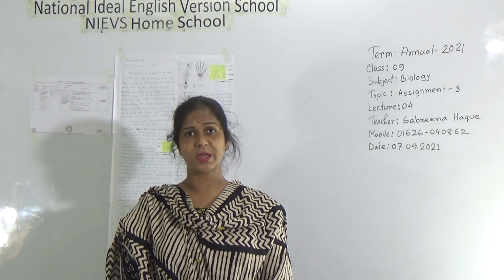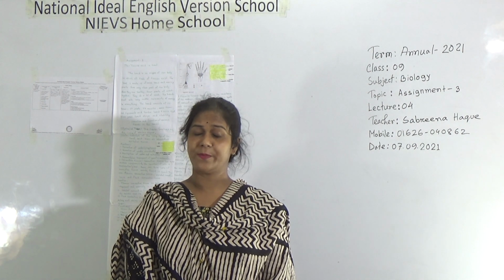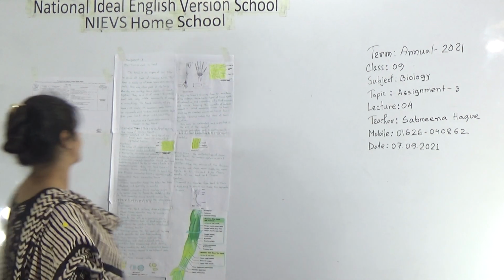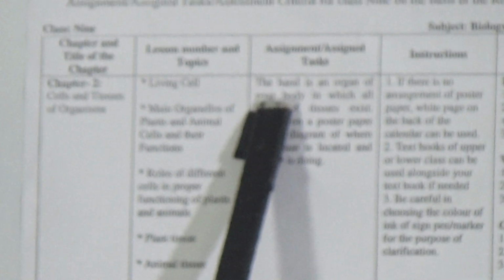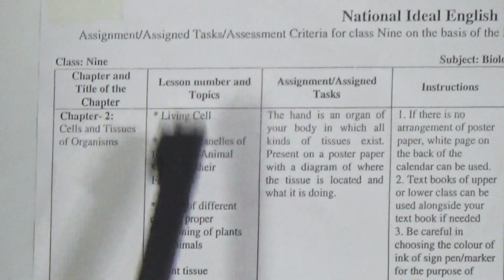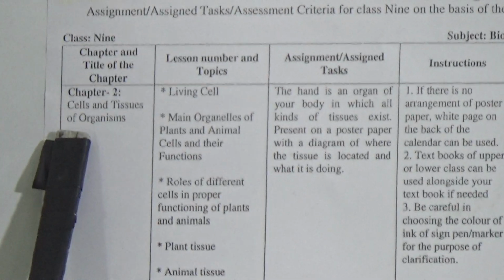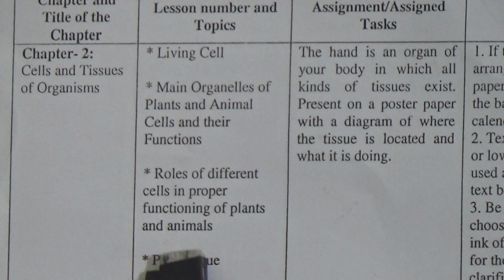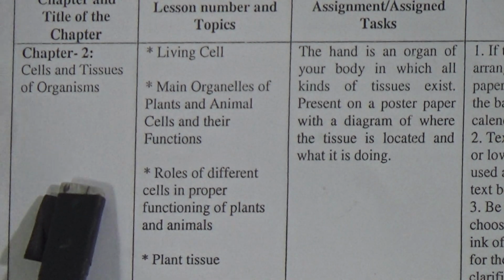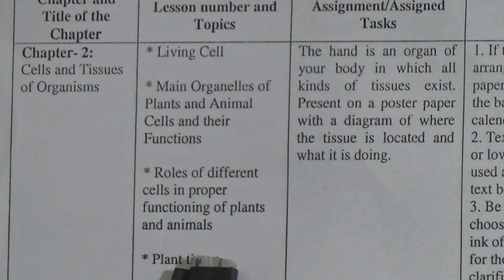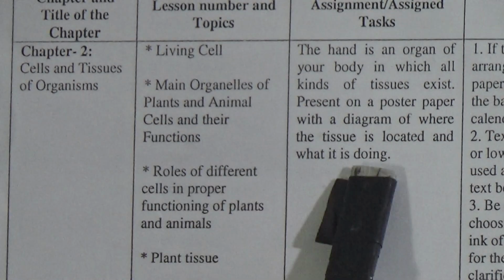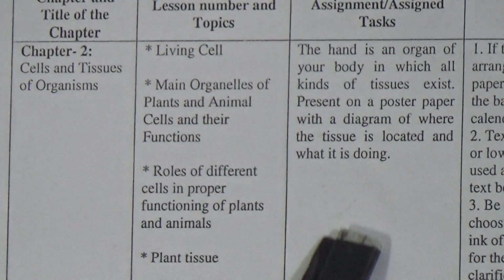Dear students, today I am going to take a biology class based on assignment 3, and let us move forward to today's topic. Dear students, this is our assigned task, and this is on chapter 2. The name of the chapter is cells and tissues of organism, and the previous assignment also belongs to that chapter. That assignment was on plant tissue, and this assignment is on animal tissue.